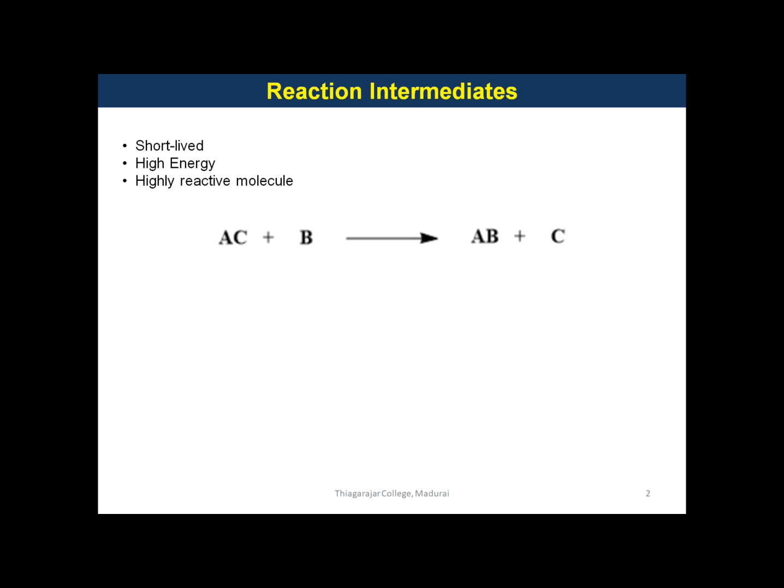For example, in a reaction, AC reacts with B and gives AB and C. It looks simple, but actually what happens is AC reacts with B and forms an intermediate ABC that is then converted into the product. It is a non-concerted reaction, that is, it involves more than one step.